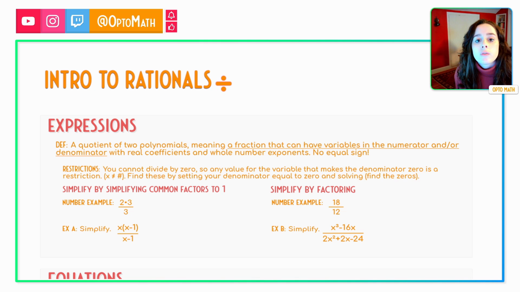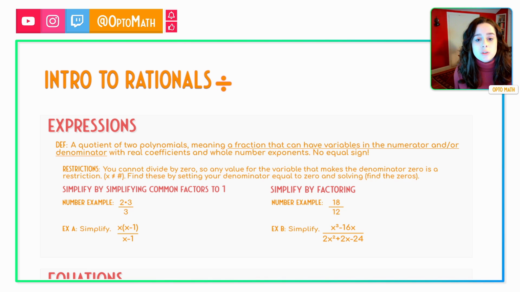And the way that we represent that is by saying x cannot equal that number, because that number would make a 0 denominator. We find these by setting our denominator equal to 0 and then solving that little equation we make there. So we're really finding those zeros. If you think back to quadratics, we had multiple ways to solve for zeros, and that's what we're talking about here. But it doesn't have to be just a quadratic. Sometimes they're just linear.